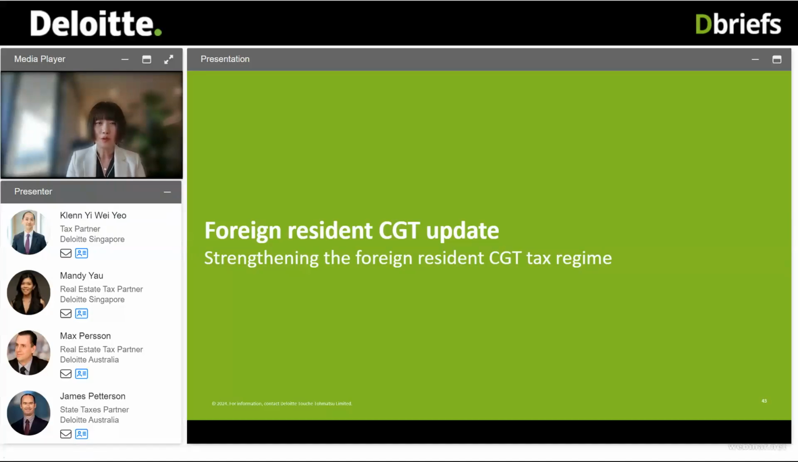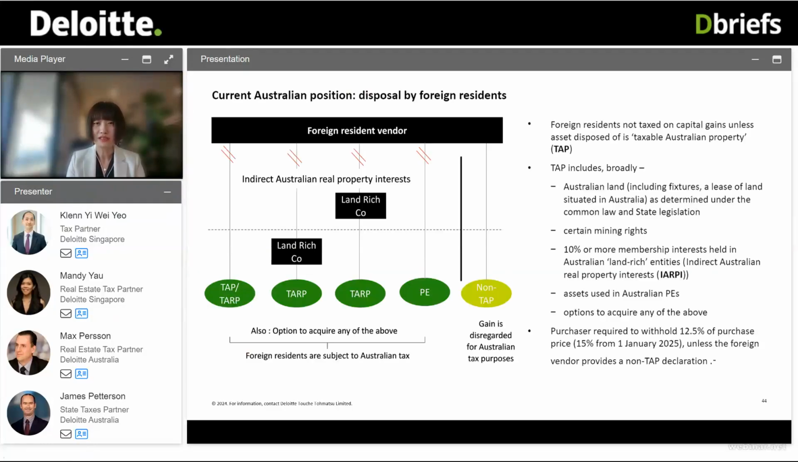Next slide, please. Before we move into details, let's quickly recap the current Australian tax law. Under the existing rules, a non-resident investor is not subject to Australian capital gains tax unless they dispose of taxable Australian property, which includes Australian land, fixtures, leases, and 10% or more membership interest in land-rich entities. From the purchaser side, they are required to withhold 12.5% of the purchase price unless the vendor declares that the disposed entity is not land-rich. This rate will be increased to 15% from 1st January 2025.